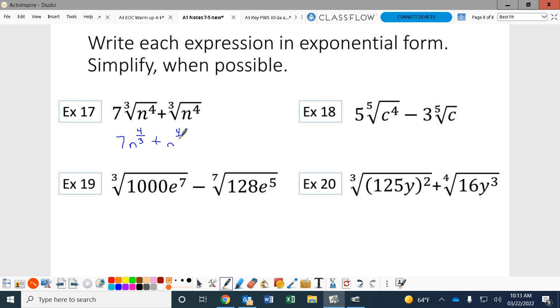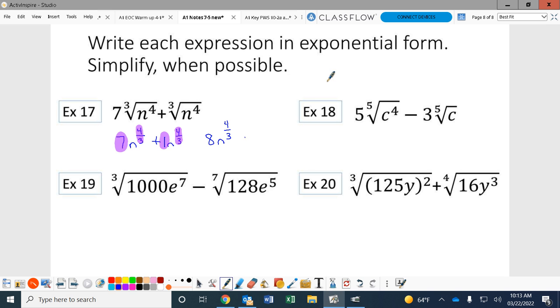4/3. Guys, do they have the exact same power? Can I add them then? If they're the same power, the answer is yes. What I'm adding is the numbers in front. The numbers in front are going to be 7 and, what number is really here? 1. So that's going to make 7 plus 1, which is going to be 8 n to the 4/3.